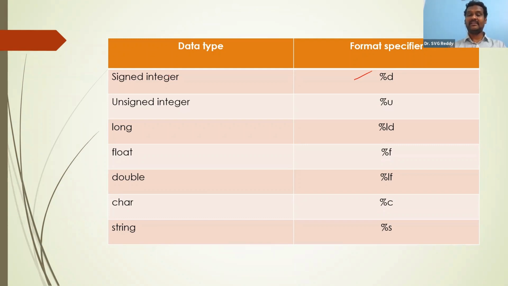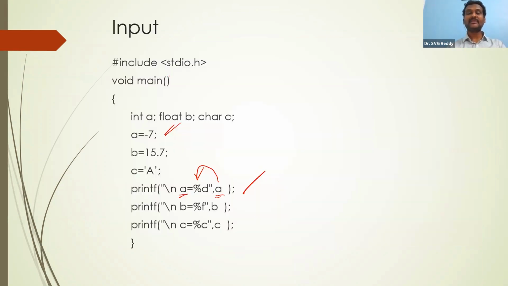If you go back, that's why %d is used. Next, %f is used for floating point value. %c is used for character value. So -7 is given to %d, and that is printed like A is equal to -7, and B is equal to 15.7, and C is equal to A. That should print like that.